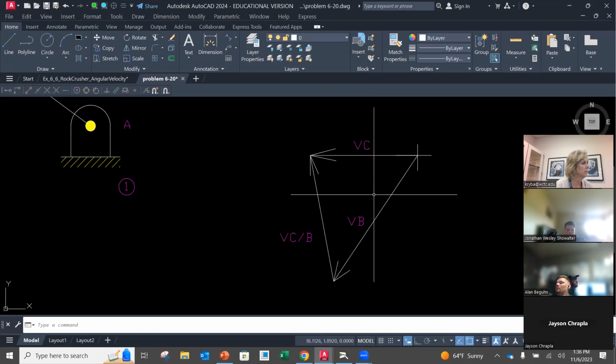Dylan, did you have a question? Yeah, is there a quarantine number? I don't know. That's the fillet with a radius of 0.